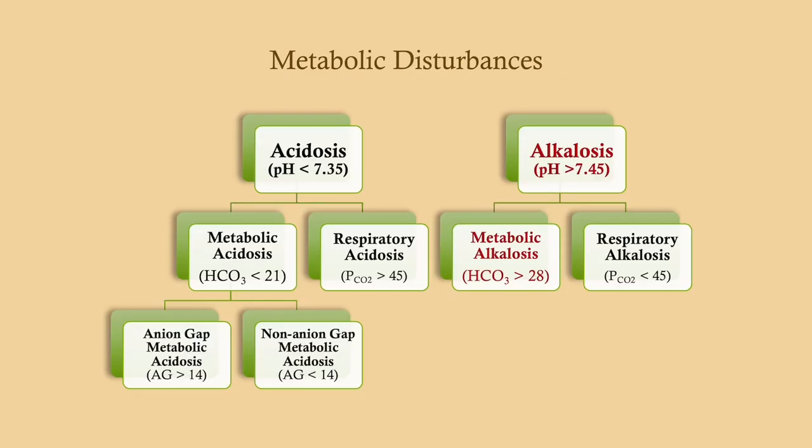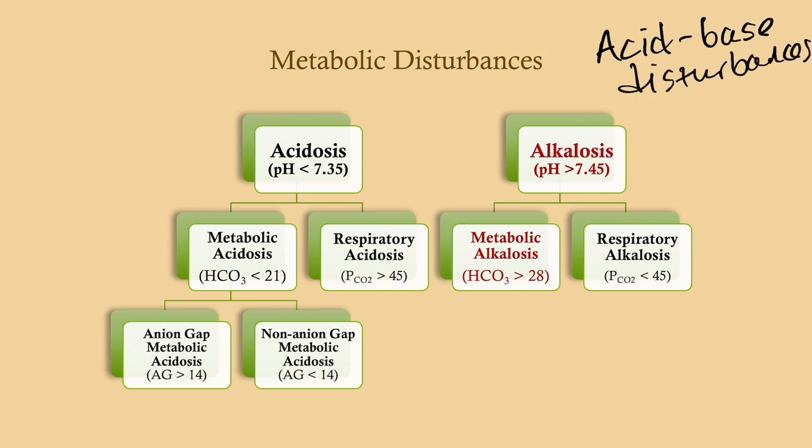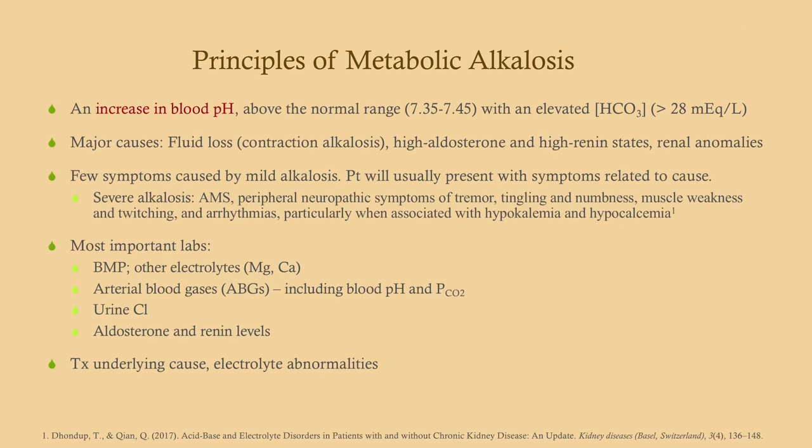All right, so here are the metabolic disturbances that we can get. Now, I call them metabolic disturbances because I'm going into metabolic acidosis and metabolic alkalosis in this nephrology section. However, you can think of these all together as acid-base disturbances, okay? All right, so some principles of metabolic alkalosis. They all share in common that there's an increase in blood pH and an increase in serum bicarbonate. Okay, that is the definition of a metabolic alkalosis.